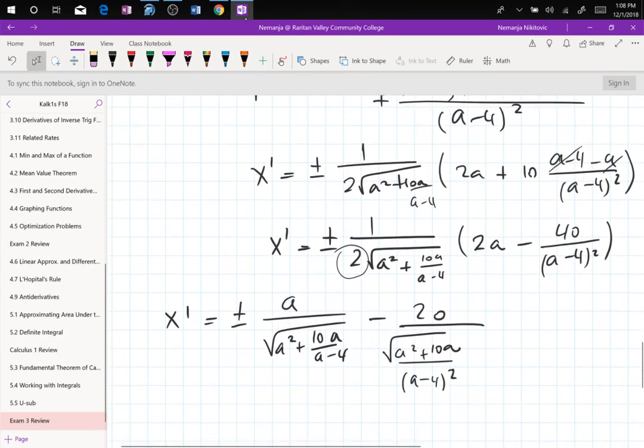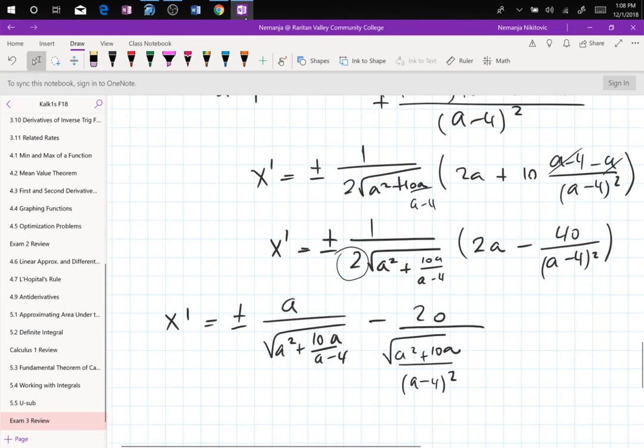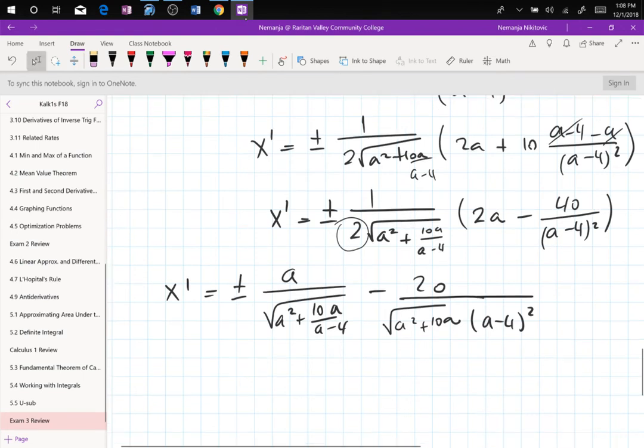This might be good. Times this, times this, times this. Oh no, that's in the denominator already, so it's times a minus 4 squared. Alright, that's better. There is a minus 4 basic, not squared. Alright, good.